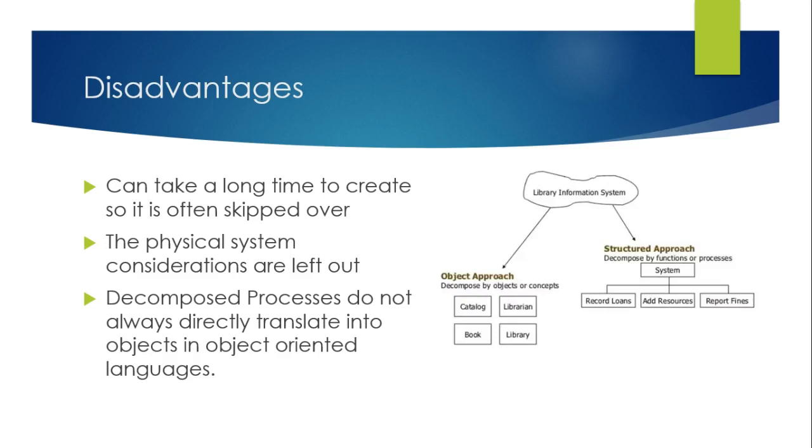So the diagram on the side shows how a data flow diagram would decompose a system into loans, resources, and fines. But when you do it in a language of objects and an object-oriented approach, it would come out with catalogs, books, library, and librarian. A different way of looking at it, but that doesn't mean that it's not worth doing the data flow diagram. Just worth noting that it comes out differently when doing it in classes.